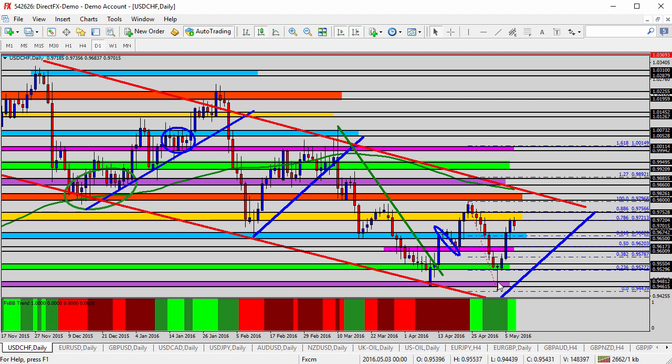The dip last week, leaving this hammer candlestick down here at the bottom, began buying right here into the mid-9500s and profit made as it rose towards the 9700 level last week. So nice opportunity there. This is not the opportunity to go long again here on the Franc.